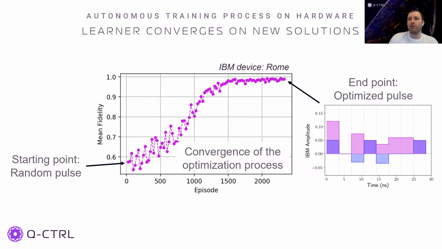Here you can see the progress of the optimization process on the IBM device Rome. Our starting point is a random pulse. The plot shows the mean fidelity versus the reinforcement learning step. When we are satisfied with the fidelity value, we take the final pulse and test it against the IBM default pulse using randomized benchmarking.